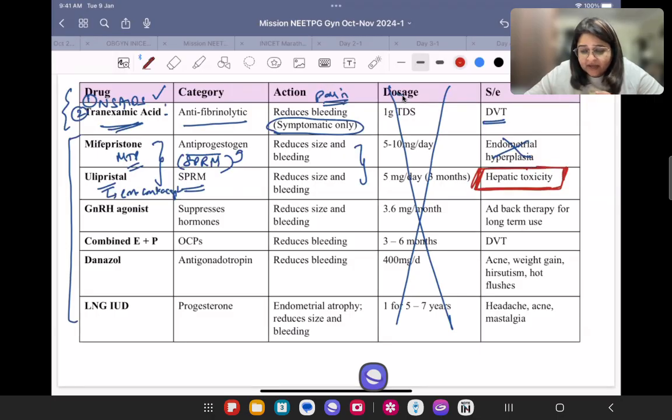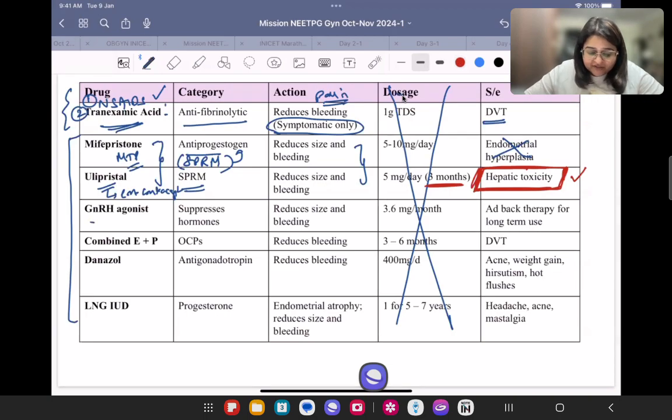market around 10 years back, and after a few years it was withdrawn by the FDA because of reports of severe hepatic toxicity, hepatotoxicity. Now it has been reintroduced. Last year it was reintroduced with a warning that it should not be given beyond 3 months. Because of the high incidence of hepatotoxicity. So now very few people are using it because सब डर गए. But it can be used for medical management of fibroids.